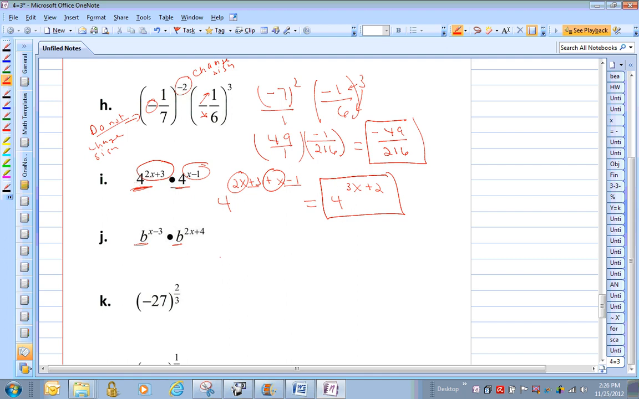All right, if you did that, you should check it out. b would be the base, and it would be raised to the power of x minus 3 plus 2x plus 4. So your final simplified version would be b, and you have an x and a 2x, that's 3x, and you have a negative 3 and a positive 4, so plus 1. That would be your final answer.